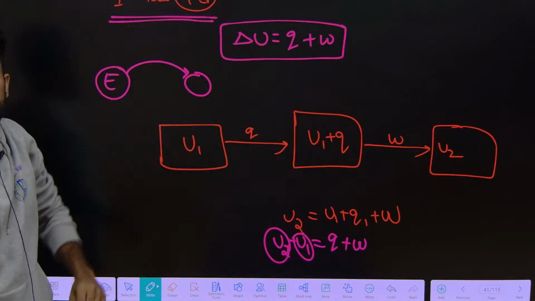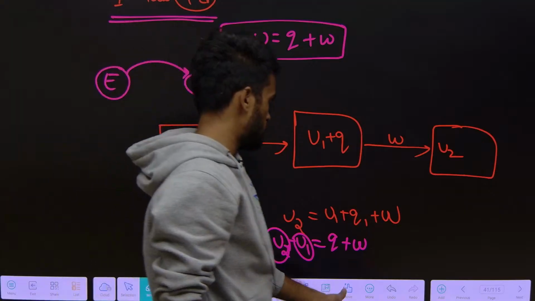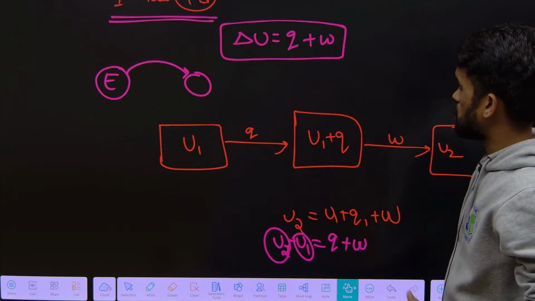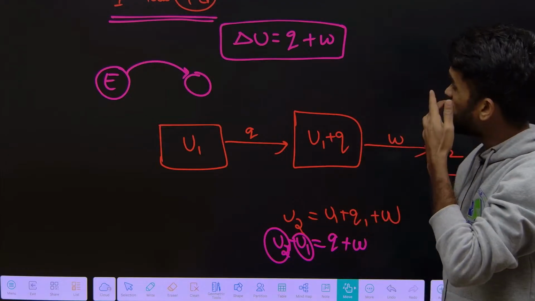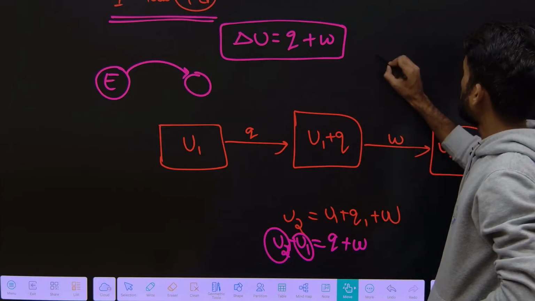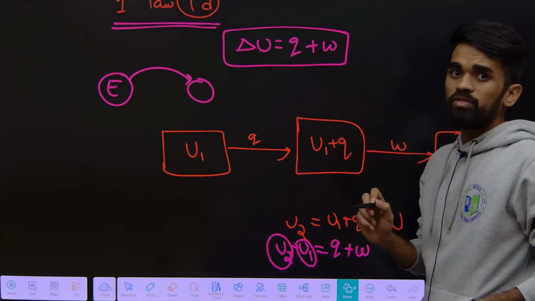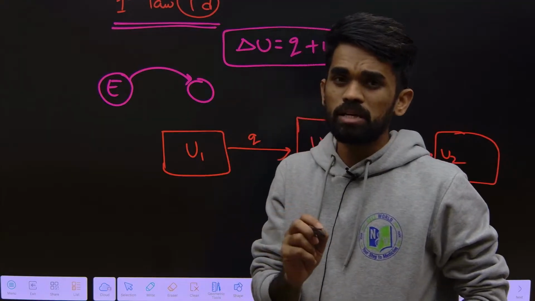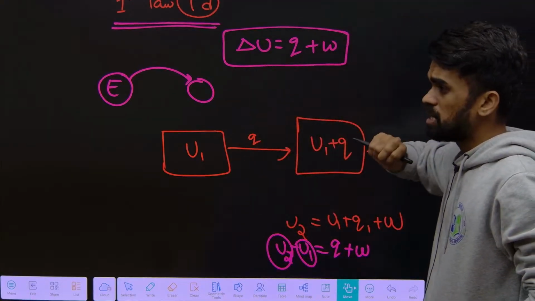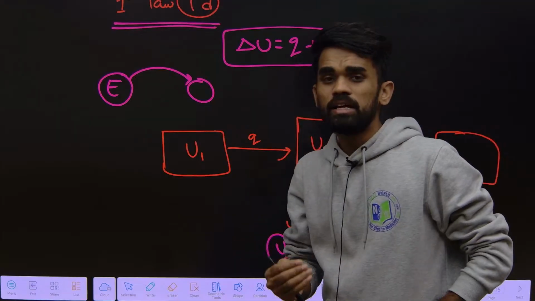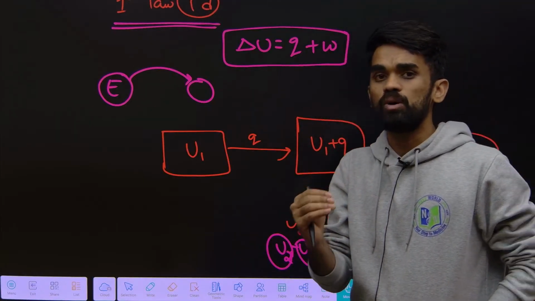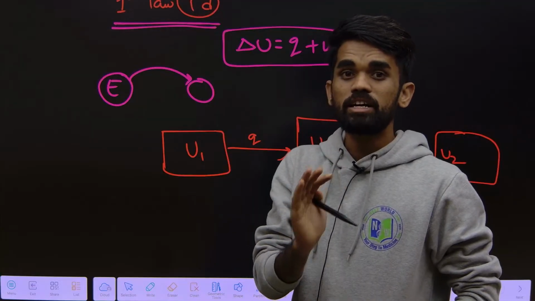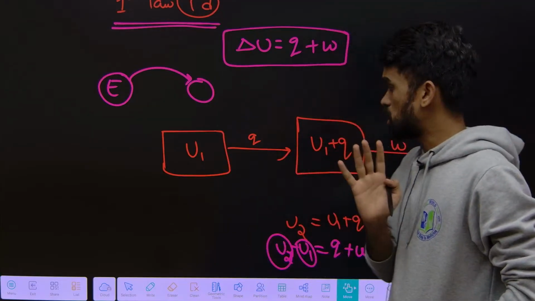Based on this we have a lot of questions in the paper, and it will be useful in other cases also. I will show you. What you can remember: the total energy of the universe remains constant. If someone asks you what is the first law of thermodynamics, mathematically you can give it like this, or theoretically you can say the total energy of the universe remains constant. This is the first law of thermodynamics.